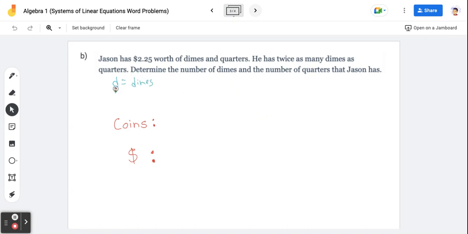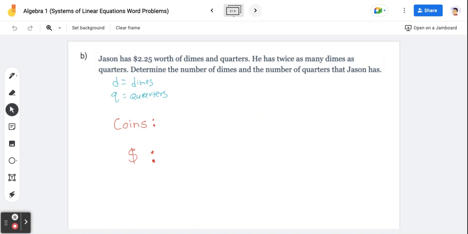And let's go Q for quarters. Don't know why that was capitalized, but whatever, I did it anyway. All right, so let's do the money part. I think the money part is the easier part, and then the coins we'll think about for a moment.